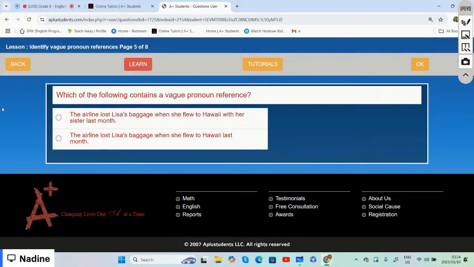All right, the next one says, which of the following contains a vague pronoun reference? The airline lost Lisa's baggage when she flew to Hawaii with her sister last month. Or option two, the airline lost Lisa's baggage when she flew to Hawaii last month.